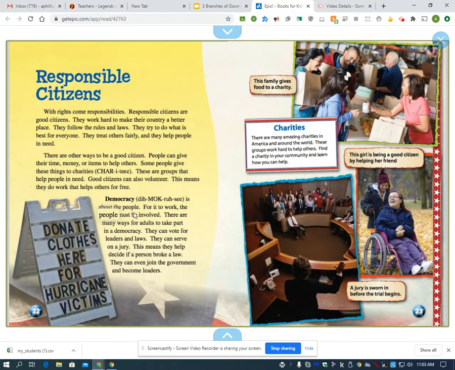Democracy is about the people. For it to work, the people must be involved. There are many ways for adults to take part in a democracy. They can vote for leaders and laws. They can serve on a jury. This means they help decide if a person broke the law. And they can even join the government and become leaders.